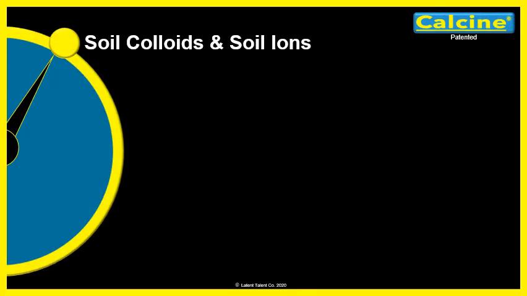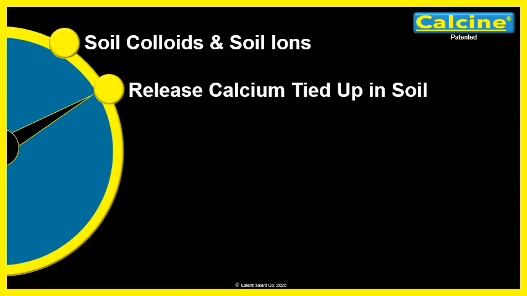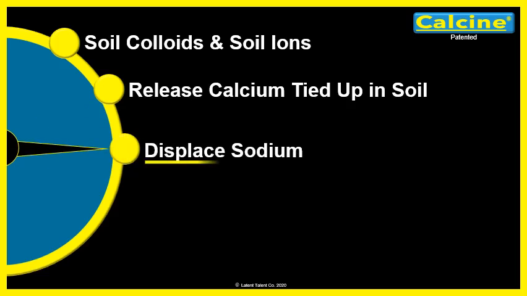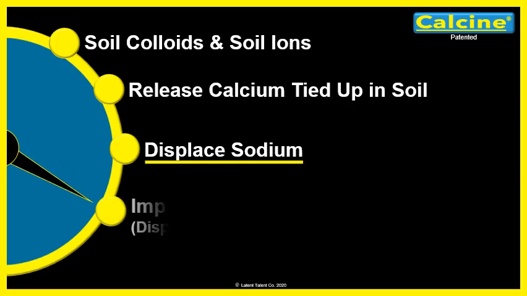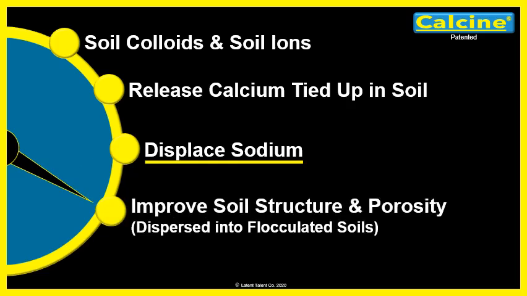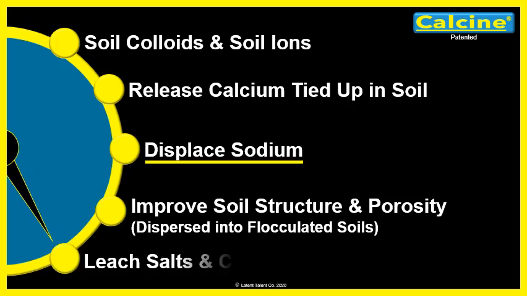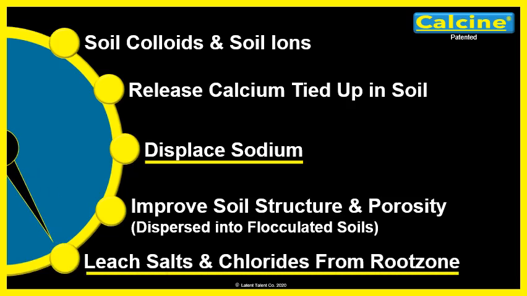To understand calcine's effect on the root zone, we need to learn a little bit about soil colloids and soil ions. We'll see how calcine makes the calcium already present in the soil more available. Free calcium then displaces sodium from the root zone. We'll also see how available calcium improves soil structure and porosity by helping to convert dispersed soils into flocculated soils. Finally, we'll see how all this adds up to removing more salts and chlorides from the soil.